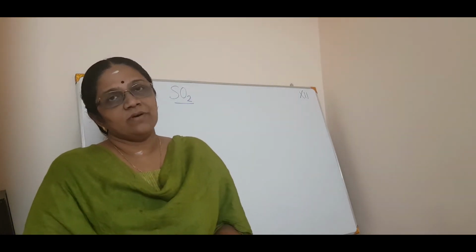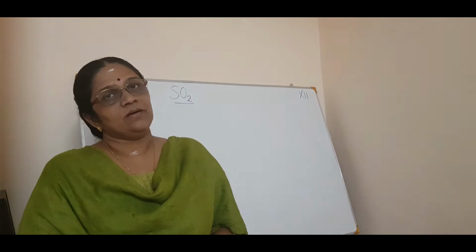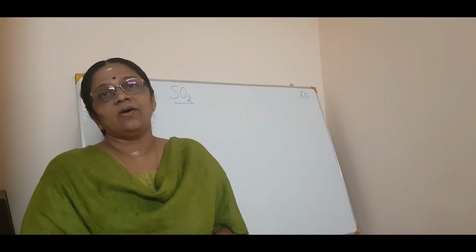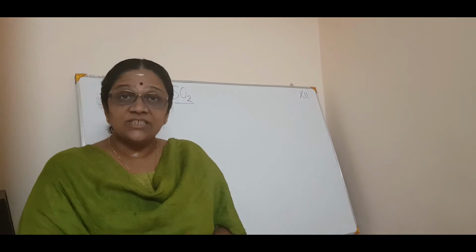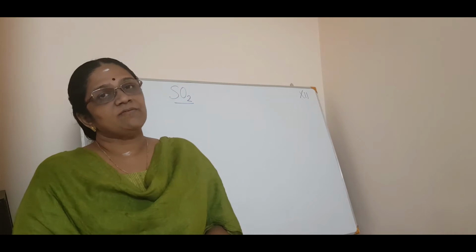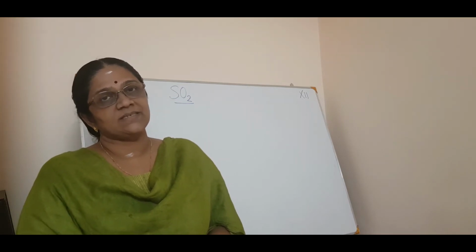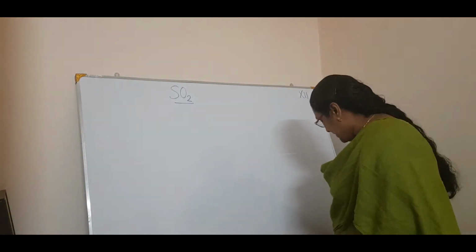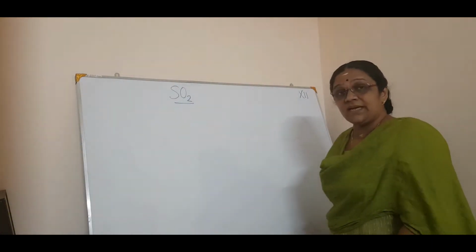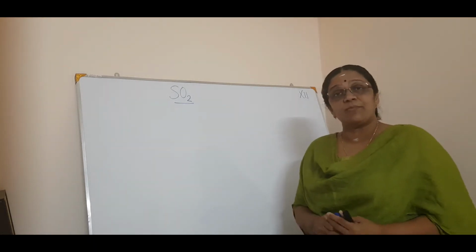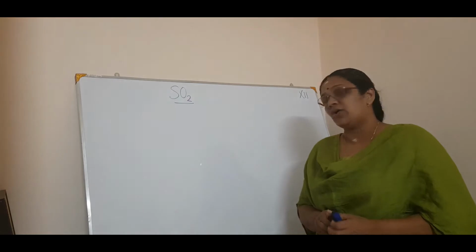Okay, so we have studied the 15th group in the periodic table, that is the nitrogen family, and we have also come across the oxygen family, that is chalcogens, isn't it? And we have studied oxygen as well as sulfur. In sulfur, today's topic is sulfur dioxide. We will see how sulfur dioxide is prepared and its properties, that is chemical and physical properties.